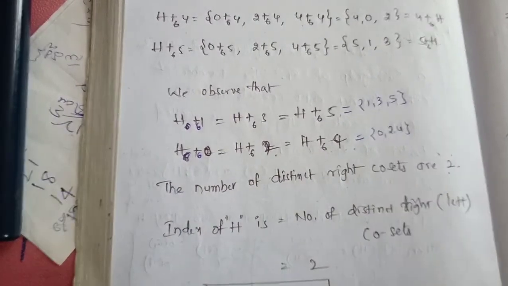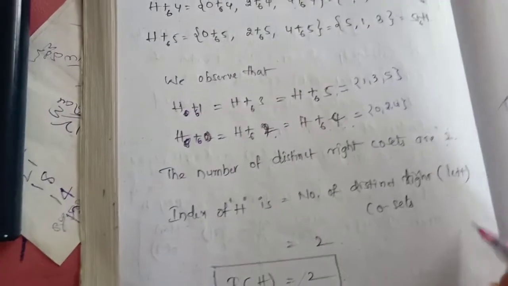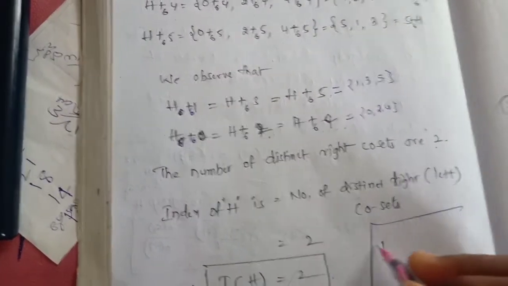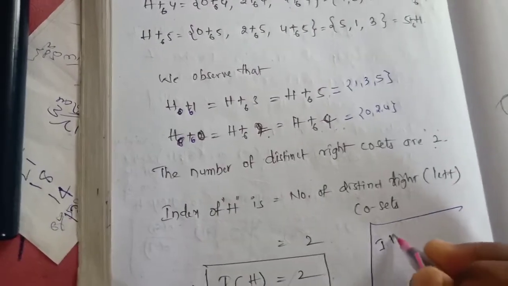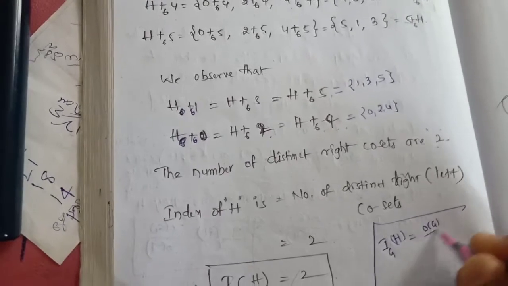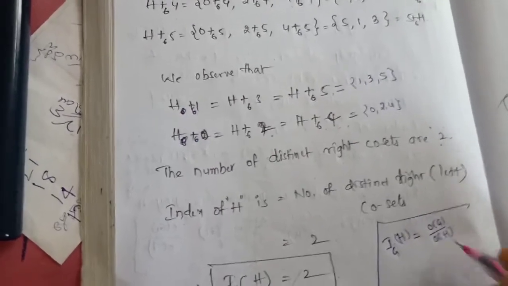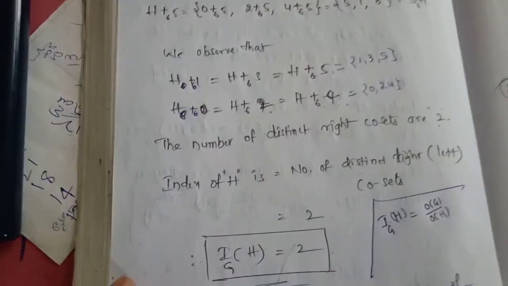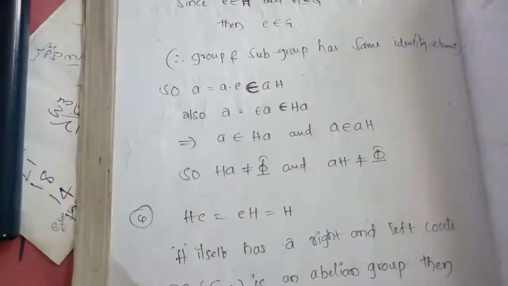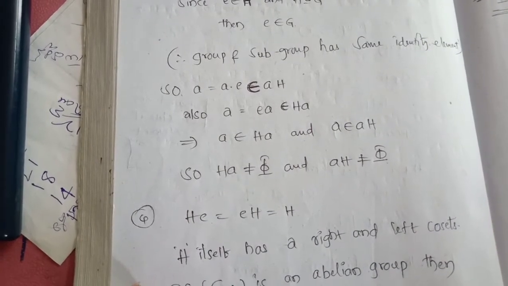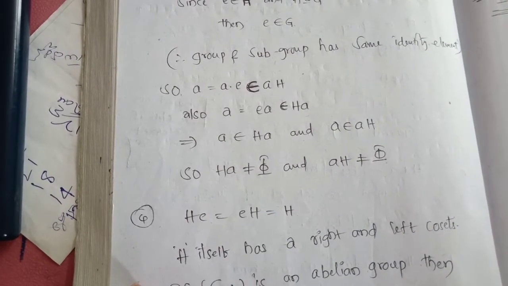This problem can also be solved in another way, because G is a finite group. The index of H in G is equal to the order of G divided by the order of H. Now how many elements are there in the group? In the group Z6 we have 0, 1, 2, 3, 4, 5 elements. In the subgroup we have 3 elements.